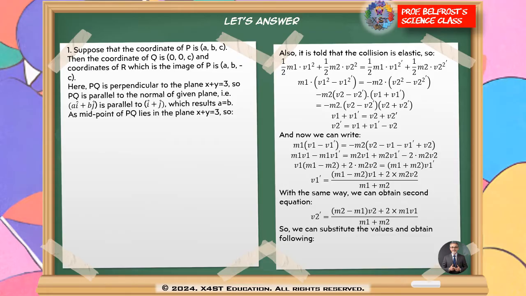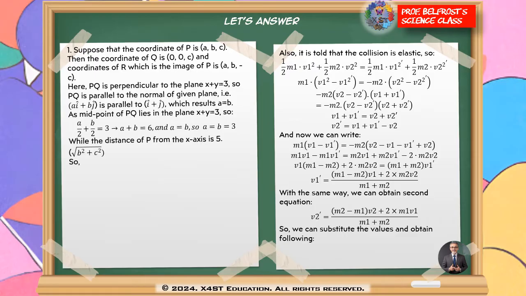As the midpoint of PQ lies in the plane x plus y equals 3, we just need to halve the distances of a and b. So half of a plus half of b equals 3, so a plus b equals 6. Because a and b are the same, a is 3 and b is 3 too, while the distance of P from the x-axis is 5, which is given in the passage.